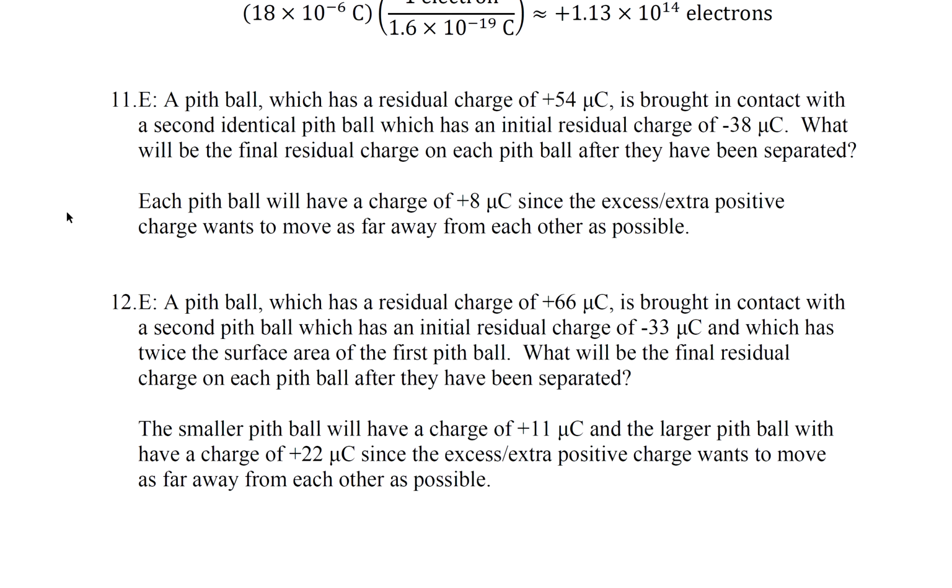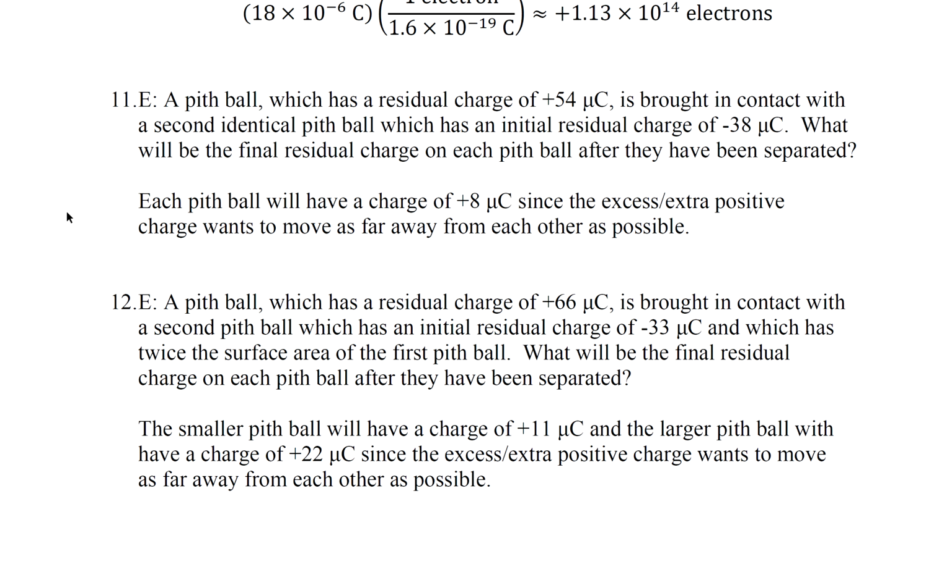Question 11, a pith ball which has a residual charge of 54 microcoulombs is brought into contact with a second identical pith ball which has an initial residual charge of minus 38 microcoulombs. What would be the final residual charge on each pith ball after they have been separated? Well, it's an identical pith ball, so they have the same surface area. And this extra charge wants to be as far away from each other as possible.